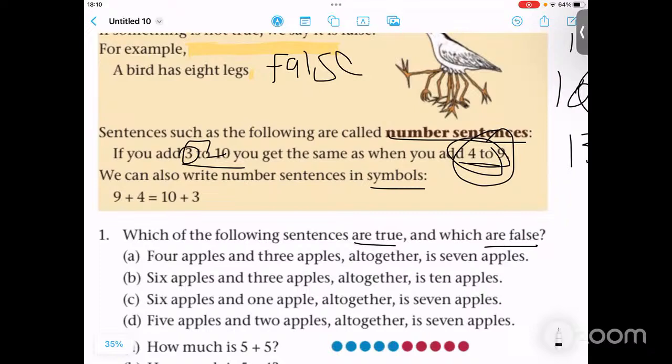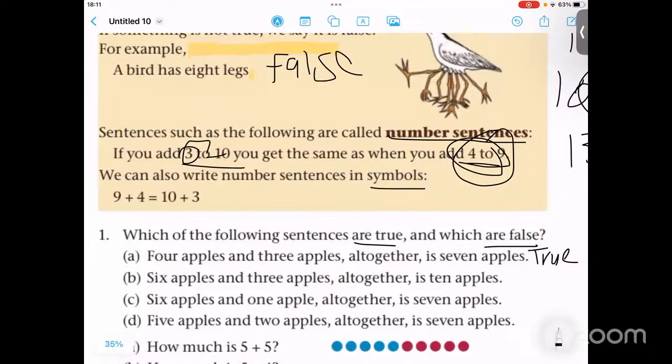Now I'm going to ask you a question. When you have 4 apples and you add them with 3 apples, how much are you going to have? 7 apples. Now, is this number sentence true or false? True. Perfect.